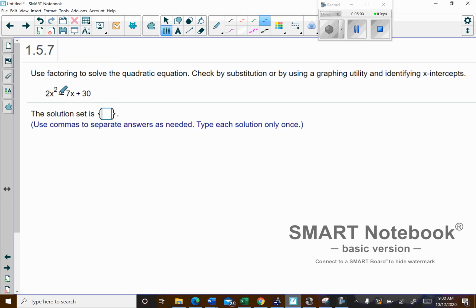So what's different about this one is first you have to set it equal to 0. You need it in the format ax squared plus bx plus c equals 0. So you have to move everything to one side. And so I like to keep my squared value positive. And so I'm going to subtract 7x from both sides. I'll do it in 2 steps.